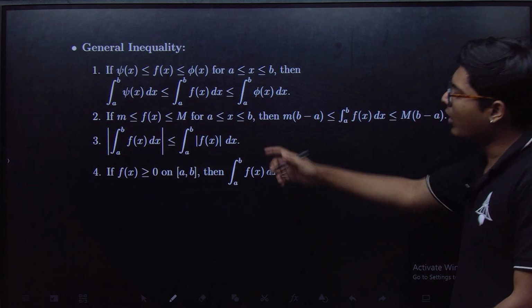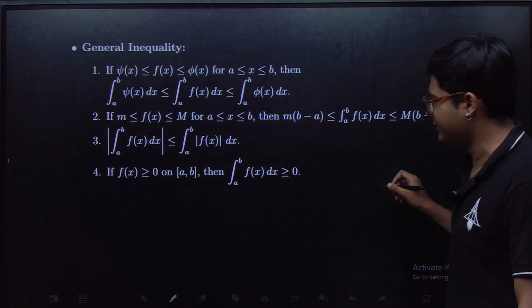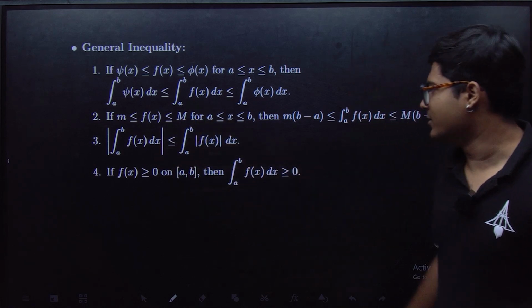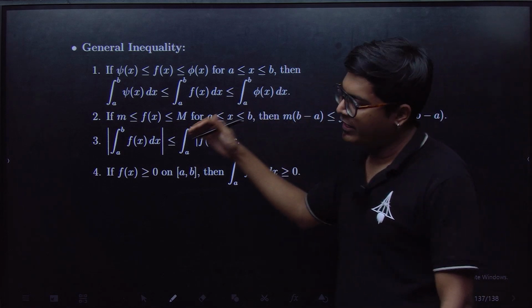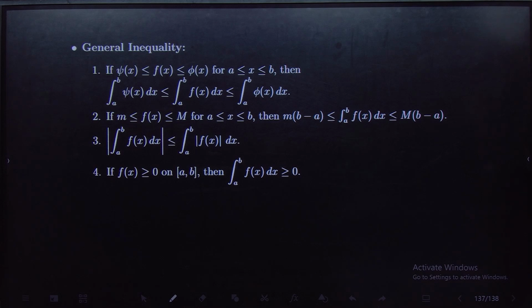Third property: the mod of the integral is always less than or equal to the integral of the mod, because we know for sure that this is a strictly positive function. Fourth property: if f is a non-negative function, that is, f is greater than or equal to 0, then the integral is always going to be greater than or equal to 0 as well.